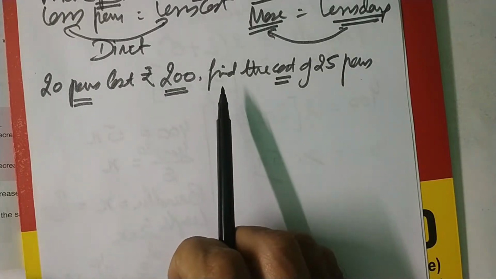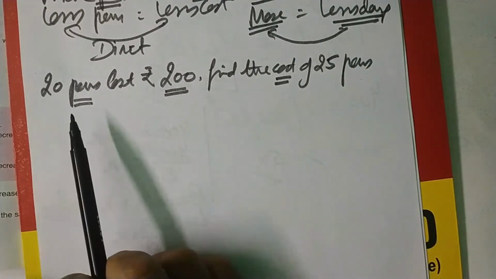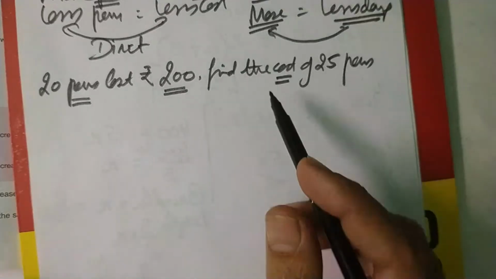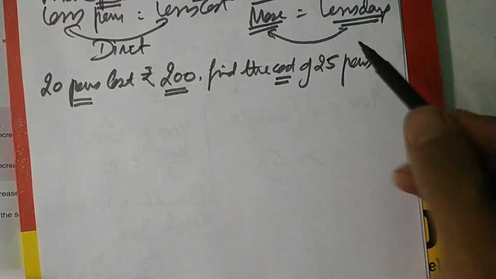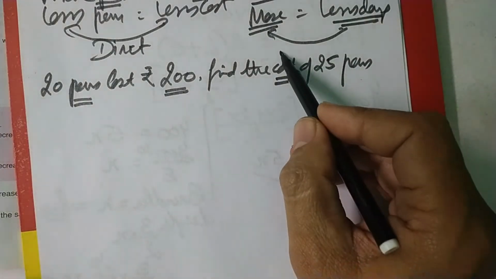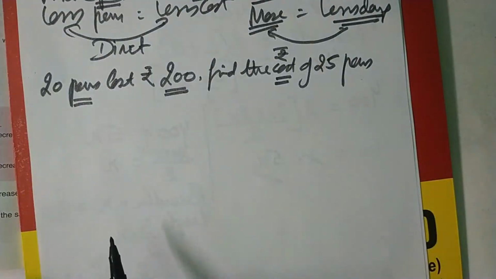So type the answer below. You have to find how many pens or how much money. In this question I have written: find the cost of 25 pens. So you have to find rupees. In every question two things are there, and the relation between the two things is compared.